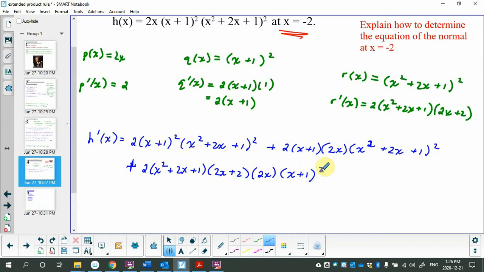Now, if you want to, you can factor this. I'm certainly going to clean it up. And the reason I'm going to clean it up is because monomial, monomial, monomial, monomial. It's worth me cleaning it up.